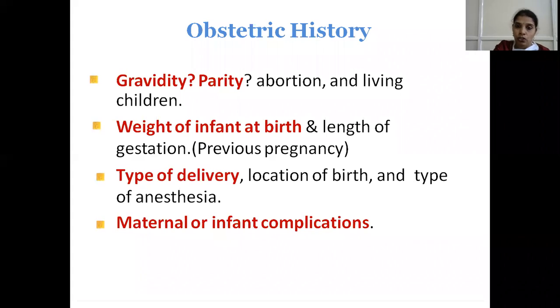We also ask about the type of delivery, whether it was vaginal birth or cesarean section, and the location of birth, whether a home delivery or a hospital, institutional delivery. We have to inquire about each and everything in the previous delivery, including any complications for the mother or the baby. Many complications recur in further pregnancies, so we have to inquire about all complications in the previous pregnancy, both for mother and baby.